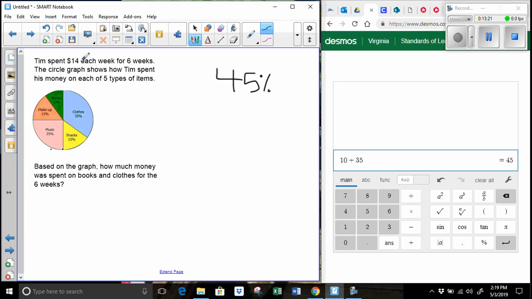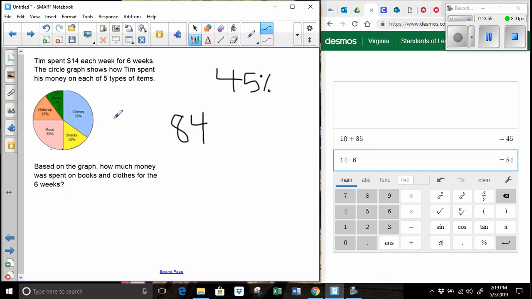So it's saying that he spent $14 each week for 6 weeks. So instead of adding $14 plus $14 plus $14 6 times, there's a faster way that we can do this. We can simply take the $14, so I'm going to do a new line, and do $14 times 6 weeks. So this will let me know how much total money was spent. 14 times 6 gives me 84. So $84 was spent in that 6 weeks.